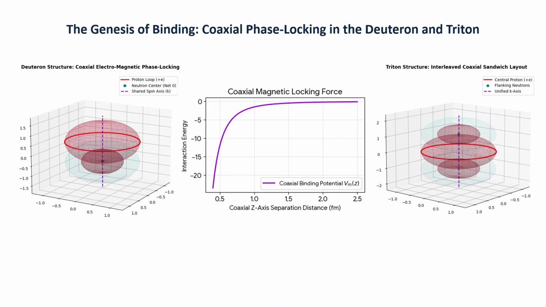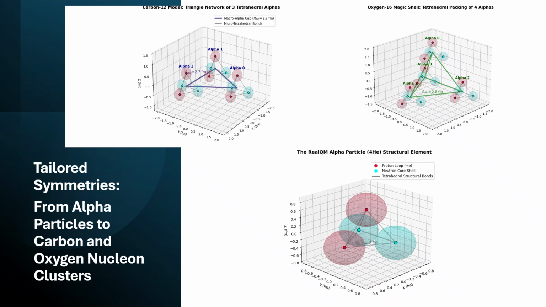For the Triton, again, we have a central proton ring, which is held between these two flanking neutron shells. This is really nice. On the bottom side, you see the first thing. Based on what we call these coaxial models, we arranged the alpha particle into a three-dimensional tetrahedron. You see that on the bottom. We have two protons and two neutrons.